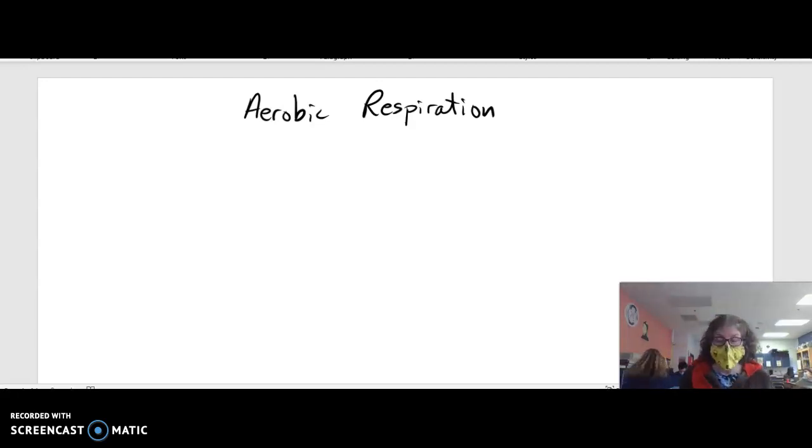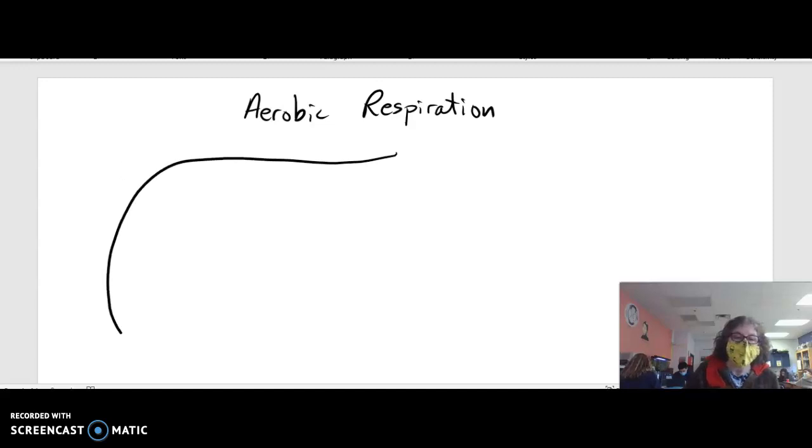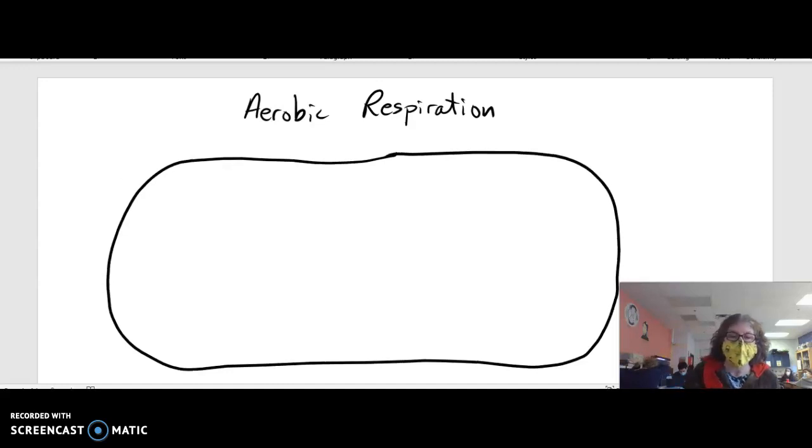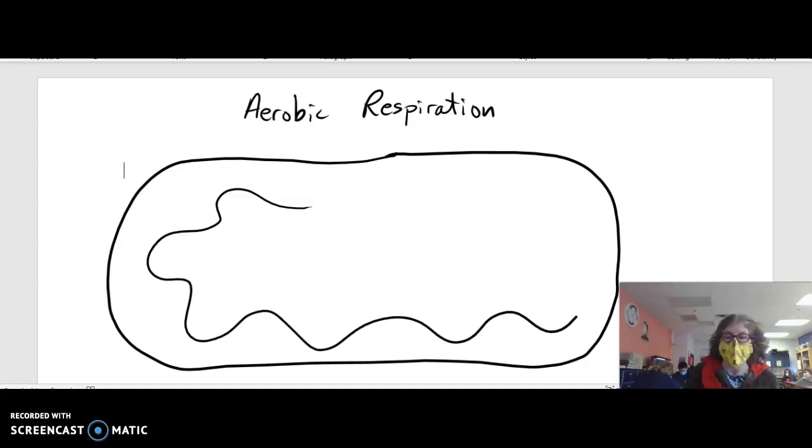Okay. We're going to be talking about aerobic respiration today. Now you guys already have a foldable where you filled in some things about the mitochondria. What I'm going to do is draw my own rendition of this process. I'm going to start with the mitochondria, and as you know, the mitochondria has two membranes to it. It has an outer membrane and an inner membrane.